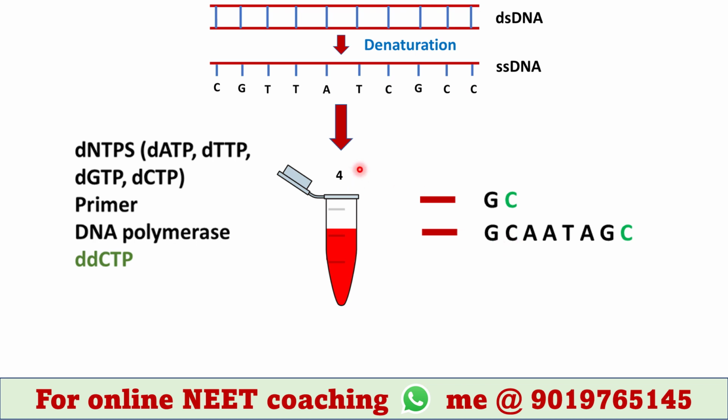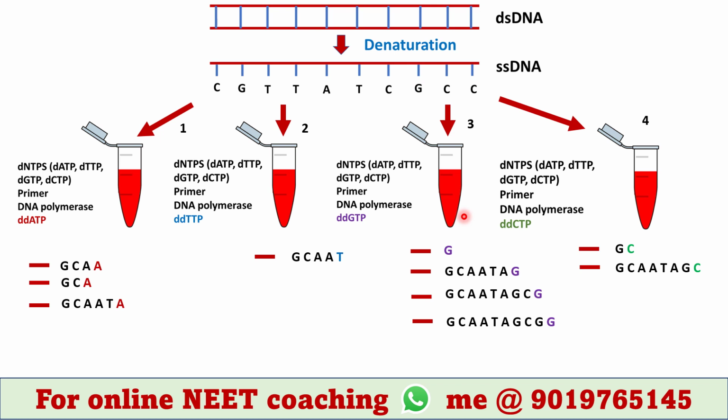Let's talk about tube 4. Here, ddCTP is used. That means it will be incorporated in DNA when the complementary base is guanine in template DNA. As the template DNA contains 2 guanine, our ddCTP could be added in 2 places. Hence, we will get 2 types of DNA fragments here.